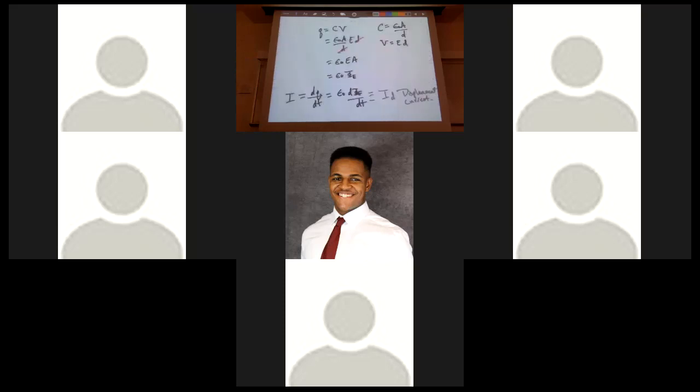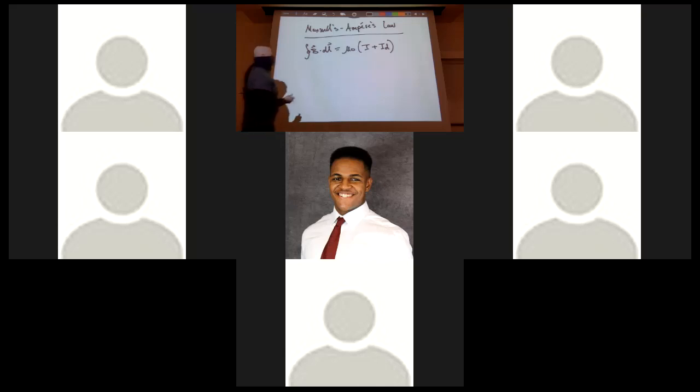Which means that we now have to modify Ampere's law to write Maxwell-Ampere's law. Which now says that the closed loop integral of the magnetic field dotted by the differential length is then equal to mu naught times the regular current plus the displacement current. Okay. Now, one thing to note about this is one of these two will exist at a time, not both of them. Which means that you'll have one or the other, but not both.